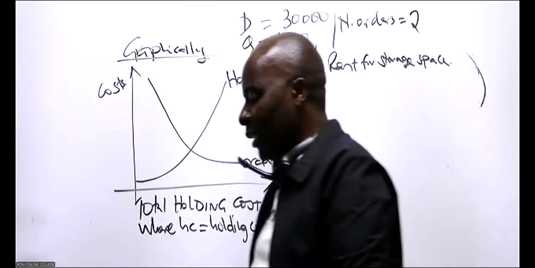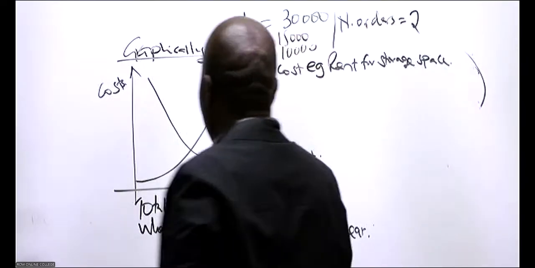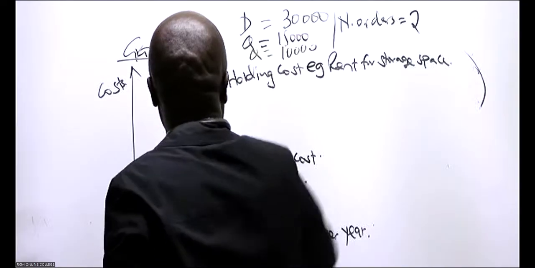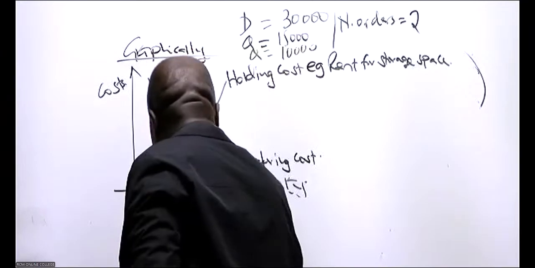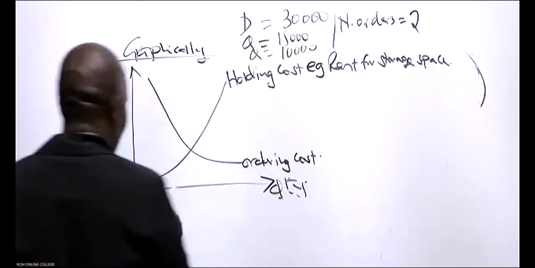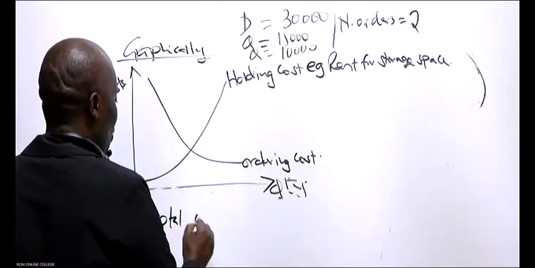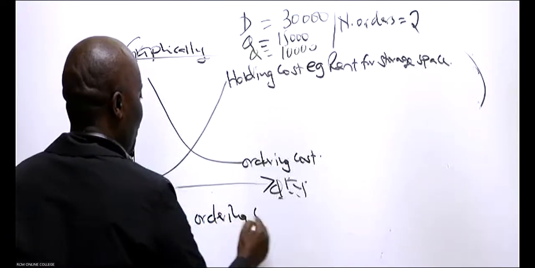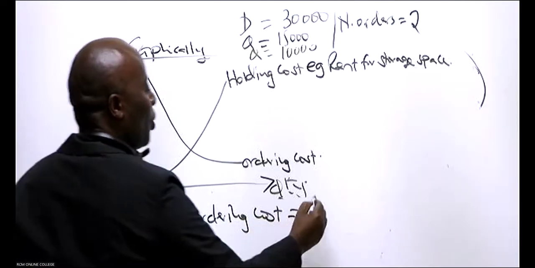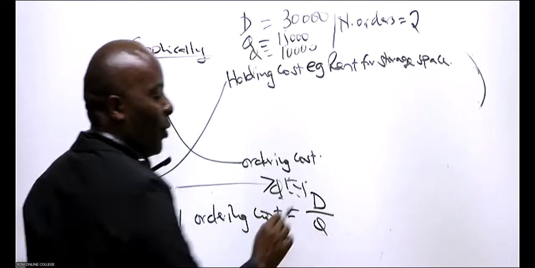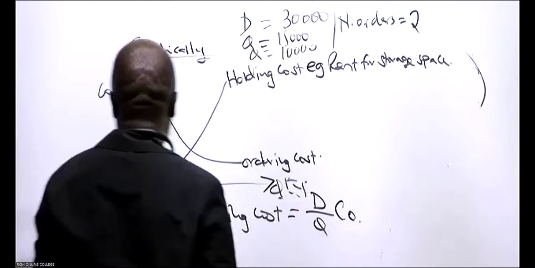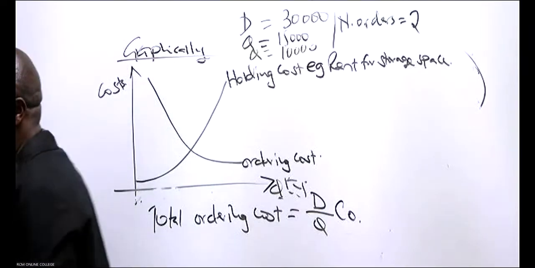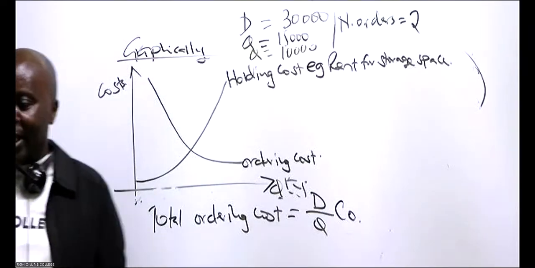So the most important thing for you right now is to appreciate the formula of getting the total ordering cost. How do we get total ordering cost? To get total ordering cost, we normally take D over Q, number of orders, times CO. Number of orders times CO.